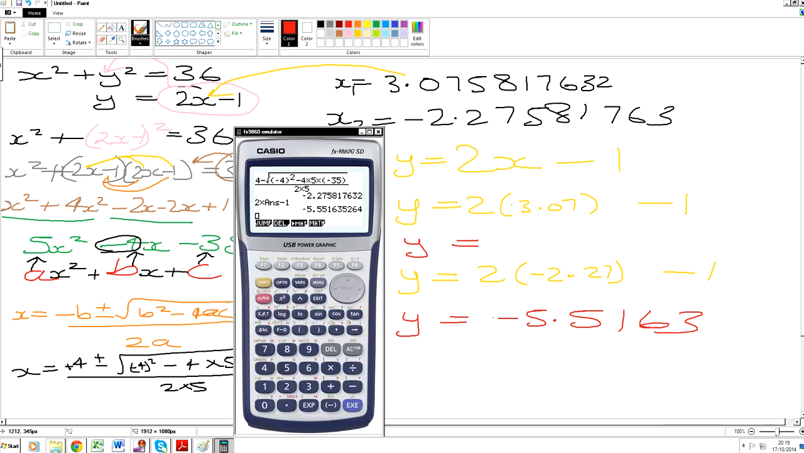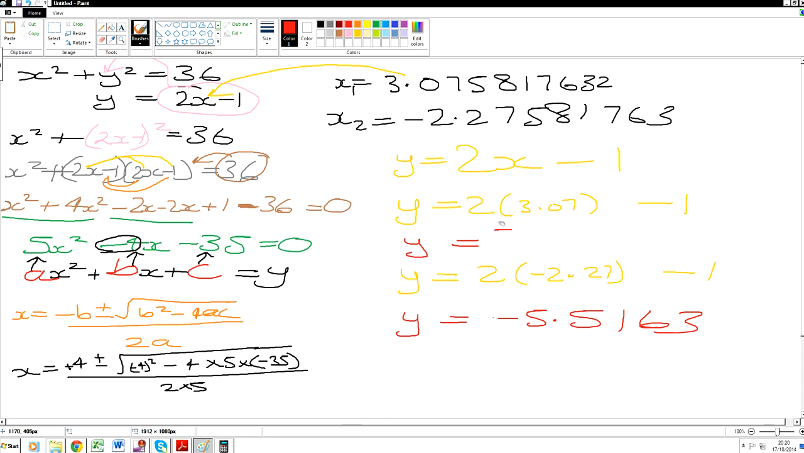Okay. Now we need to do 2 times this number minus 1. So we do 2 times 3.075817632. So is it alright if you round up the numbers? I wouldn't round it off first. I'll round up at the end. What do we get for that one then? 5.15. Okay, folks, remember this number, 5.1516. Okay, that will do for this one.